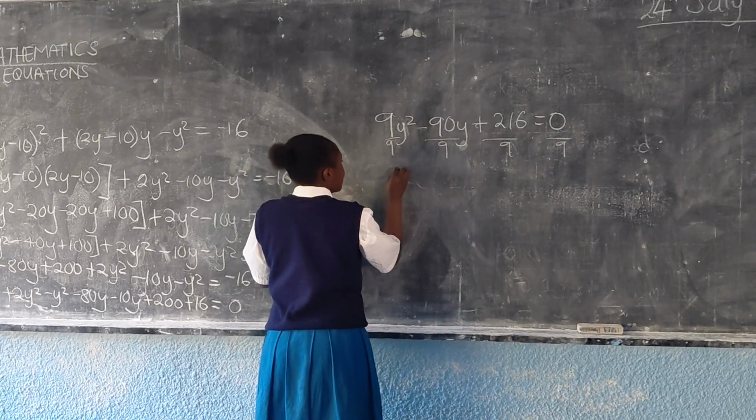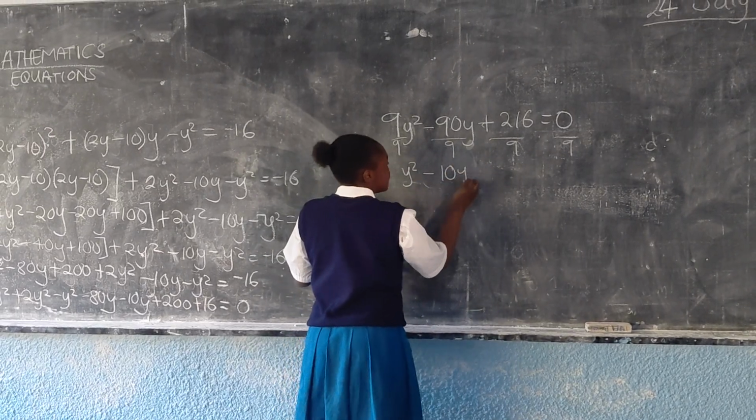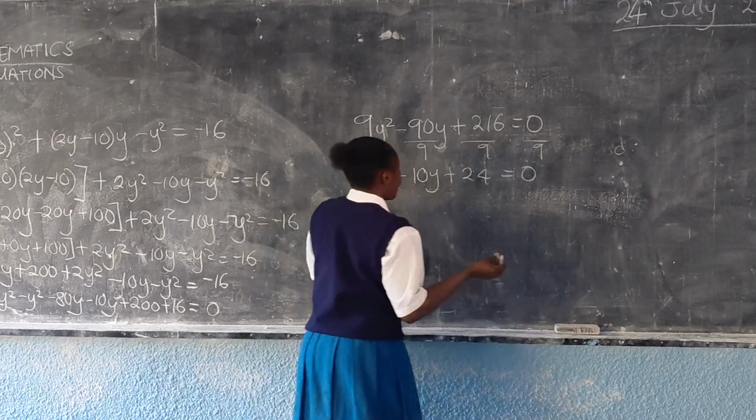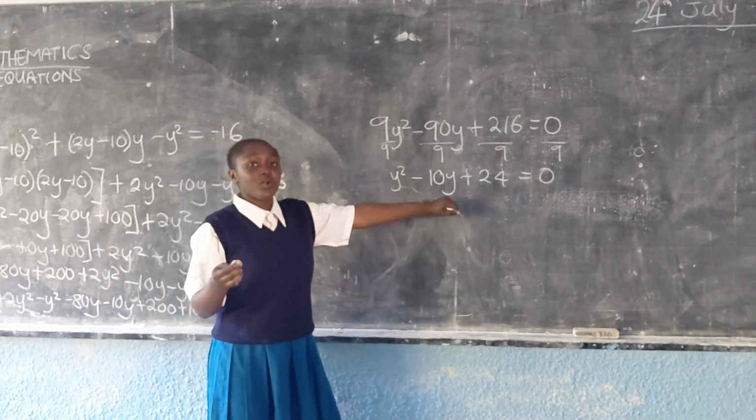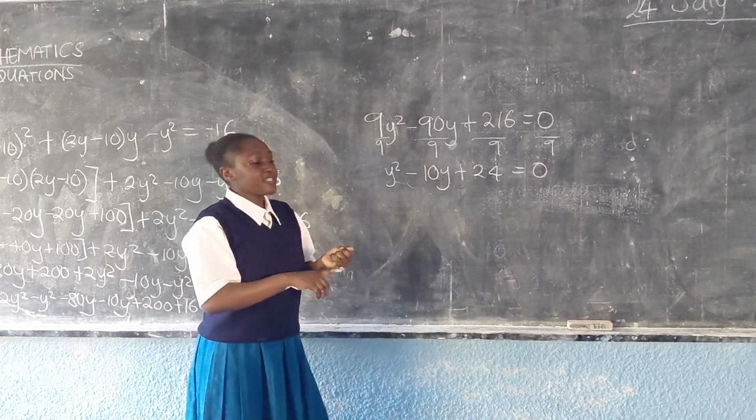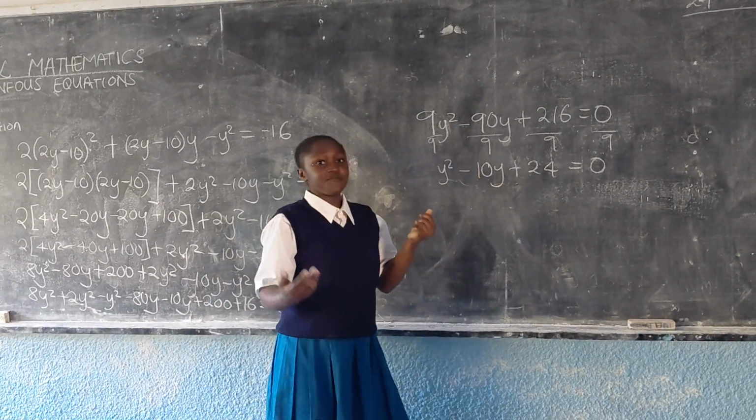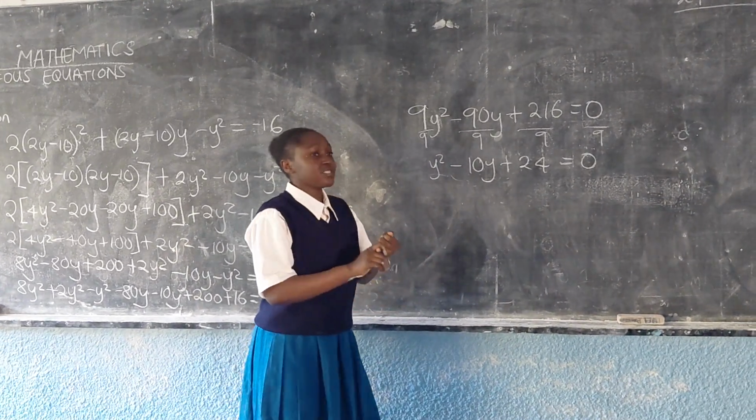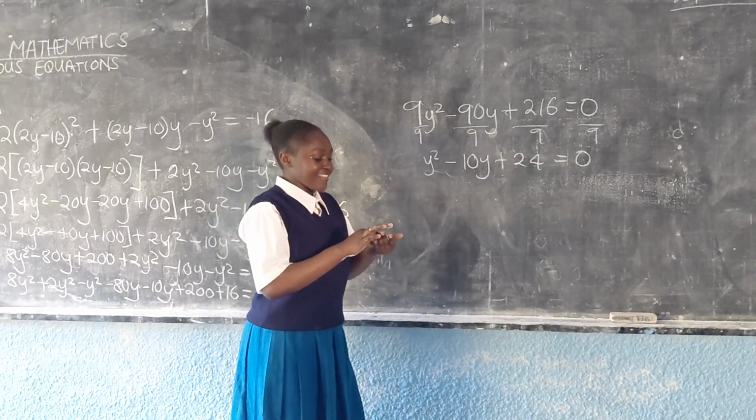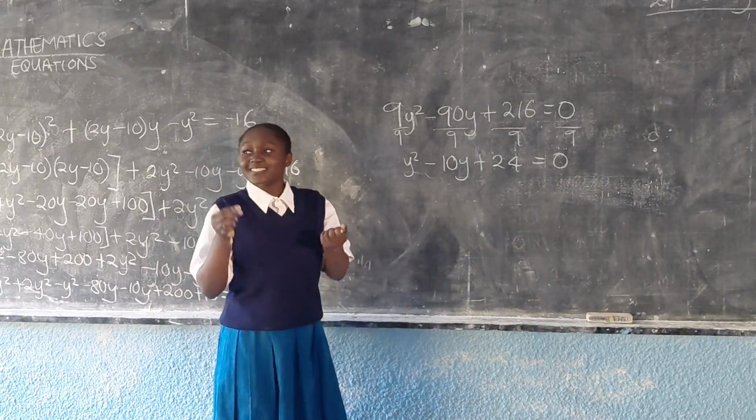And after dividing, we're going to have y squared minus 10y plus 24 is equal to 0. At this point, we have a quadratic equation. There are 4 methods of solving a quadratic equation. The first one is the factorization method, and that's only if the quadratic equation is factorizable. The second one is the quadratic formula. The third one is the completing the square method. And the last one is the graphical method.